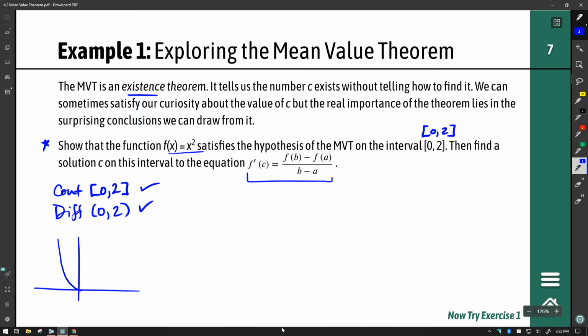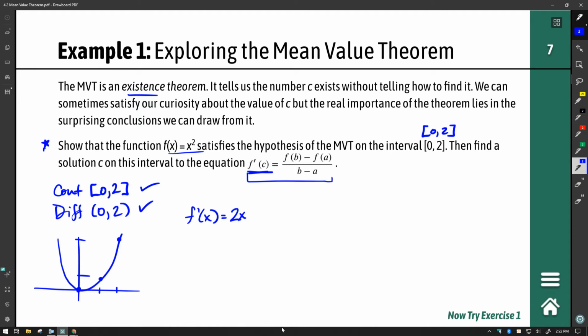And we know what this function looks like. It's a parabola with a vertex at (0, 0). There's a point at (0, 0), there's a point at (1, 1), and then there's a point at (2, 4). So there's the function and a couple of key points in the first quadrant. Next, let's find that c value that's guaranteed by the MVT. So the first thing we need to do is find the derivative of this function. So f prime of x is, well, this is easy by the power rule, it's 2x.